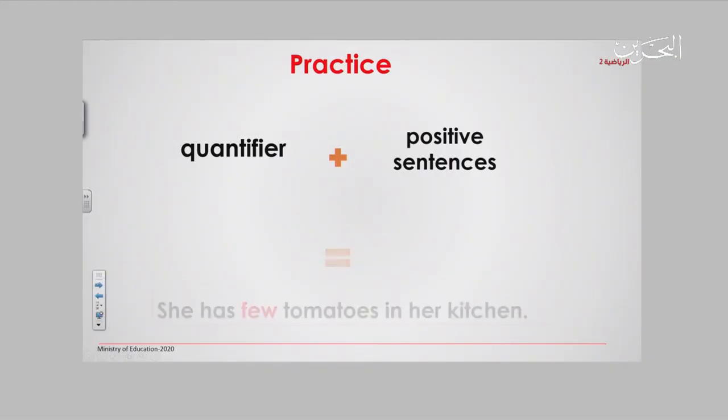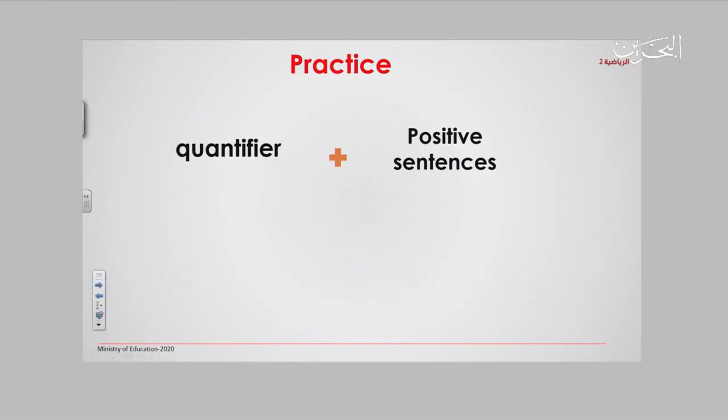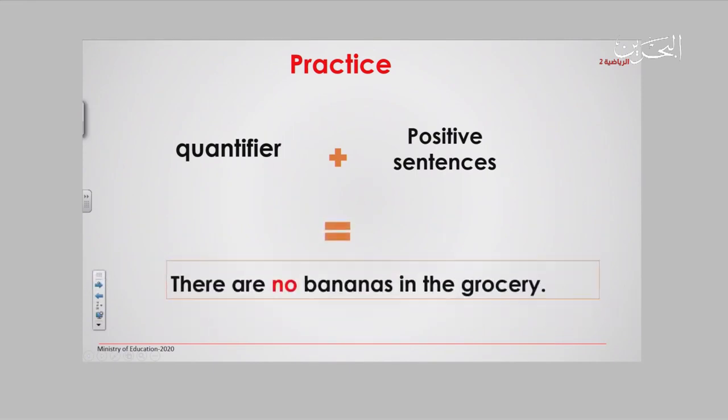Quantifier, positive sentence. She has few tomatoes in her kitchen. There are no bananas in the grocery. Again, bananas countable. I can use no. If I want to use no, can I use it with uncountable? Of course, yes. For example, there is no coffee in the cupboard.